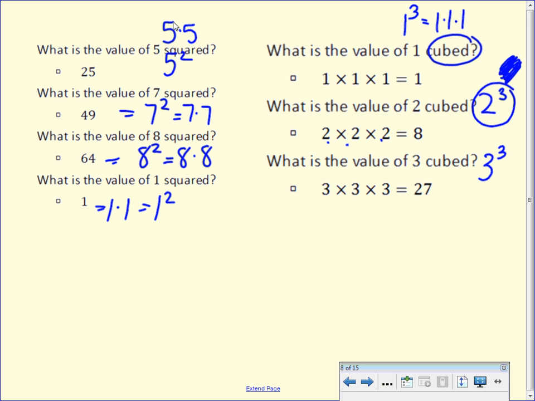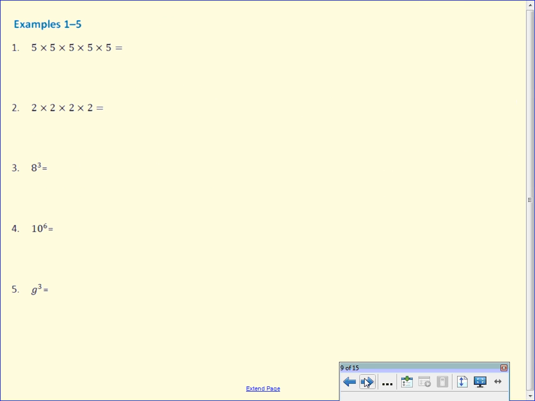3 cubed is 3 times 3 times 3. Remember, the exponent tells us how many times I need the base. So 3 times 3 is? Times 3 is? 27, okay? So now you can go ahead, and I don't want you to evaluate 1 through 5. I just want you to write an equivalent expression. Just write an equivalent expression for each of those expressions. They're not terms. I was going to say terms. They're not all terms.